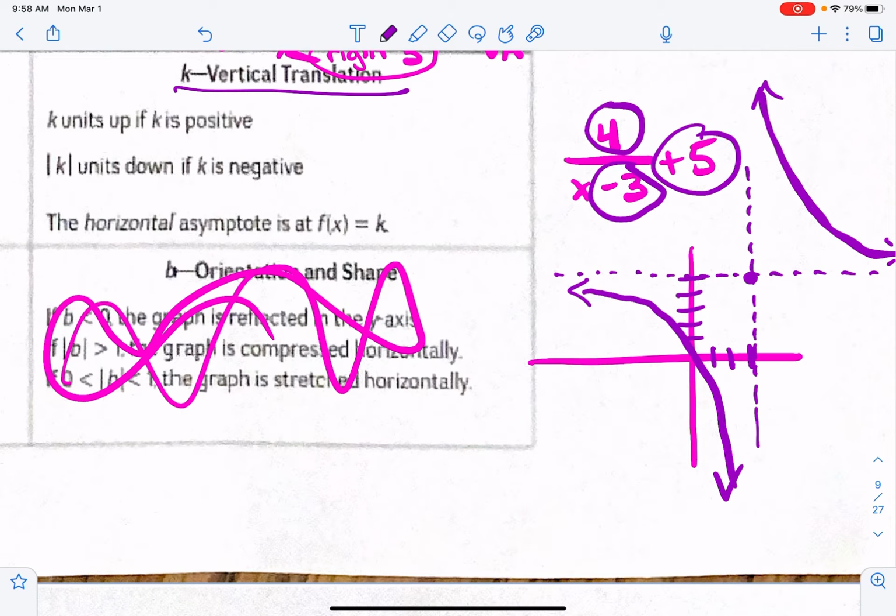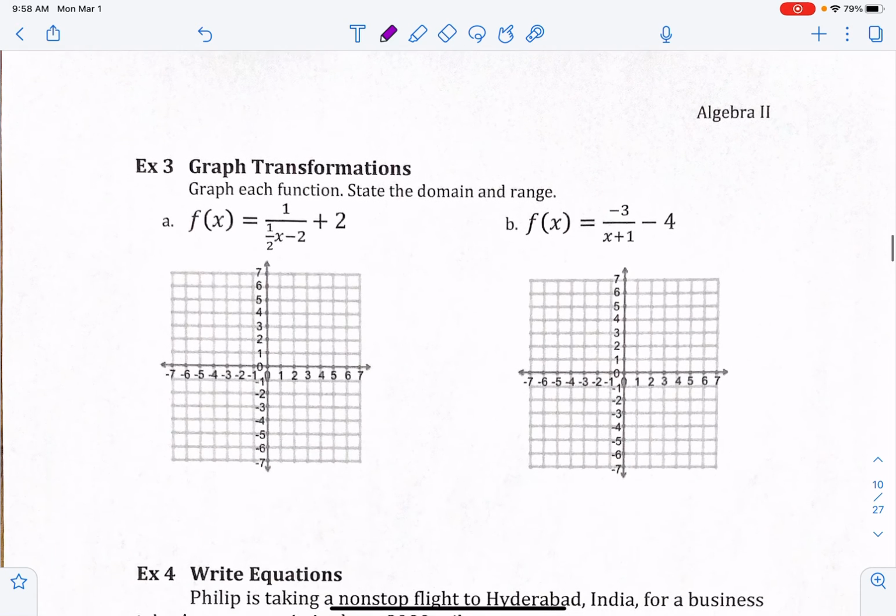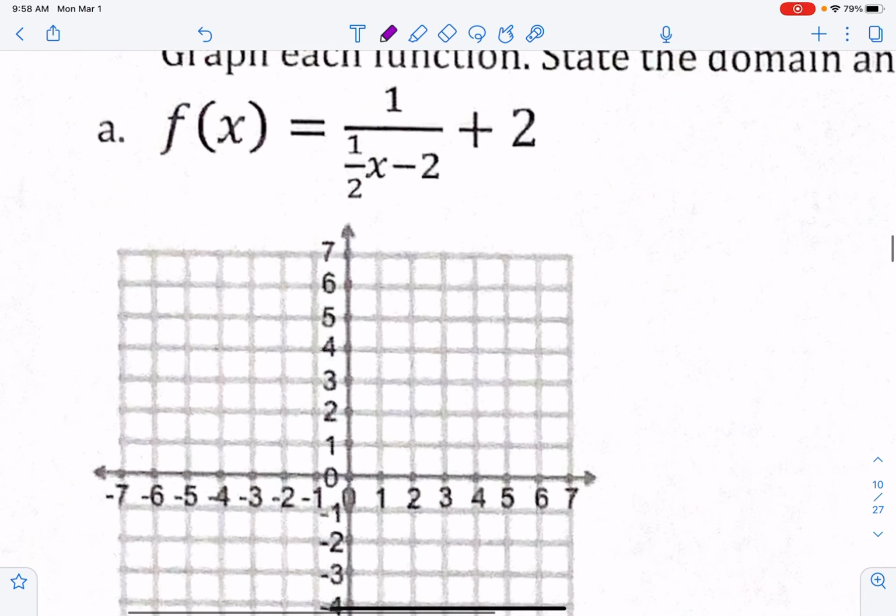I'm not too particular about where you plot your points, just as long as your vertical asymptote and your horizontal asymptote are in the right spot. That's really what I care about. All right, let's go down to example 3. We just have a couple more of these.